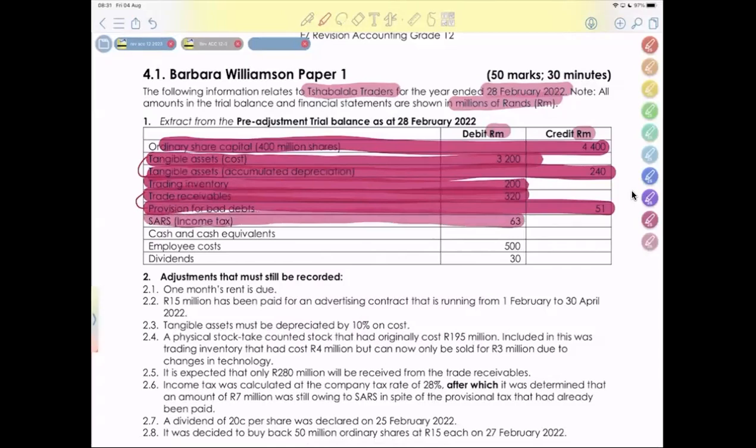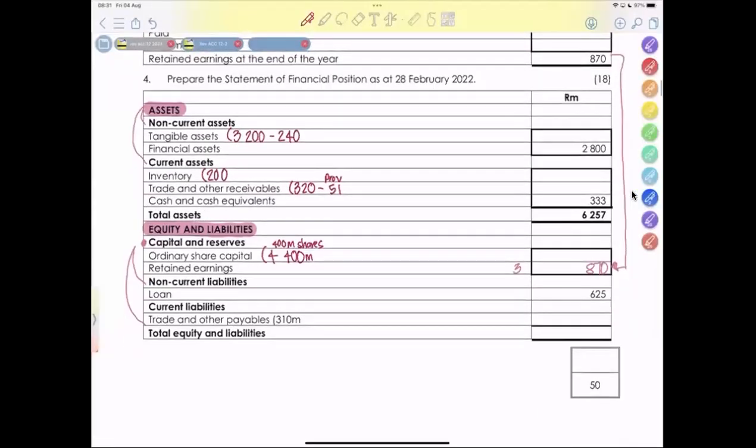We're then given SARS income tax of 63. Notice that it's in the debit column. That's because this would represent any provisional tax that has actually been paid up until this time. So that 63 is actually a current asset at this point. However, as soon as we add the actual tax assessment for the year, chances are it will go back into a credit balance where we owe SARS. So I usually prefer to show that as a current liability payables by minusing the 63. I'm showing a minus simply to indicate that it is a debit balance at this point.